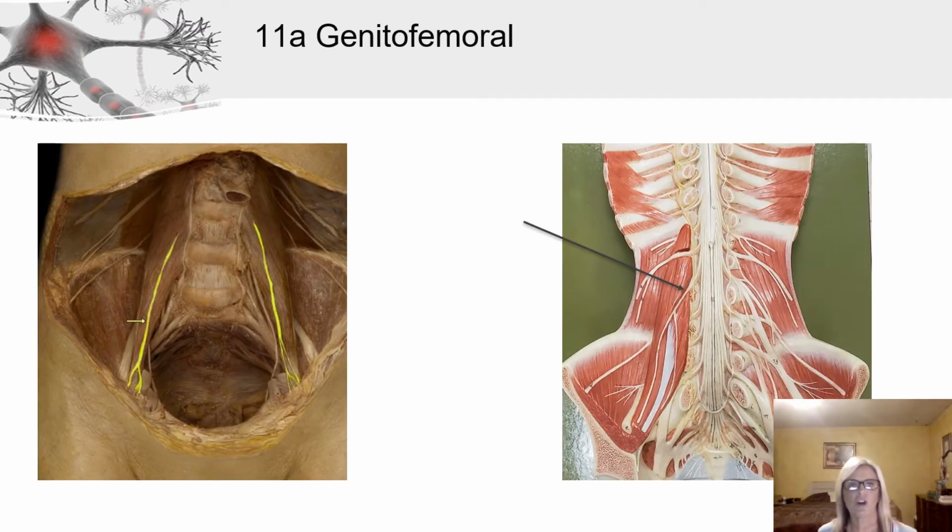This is the genitofemoral nerve. I like this one because of the way that it splits down. It makes it really easy to identify, okay? Especially in this picture here on the left from APR. It's called genitofemoral because it will divide into a genital branch and a femoral branch, so it makes sense.